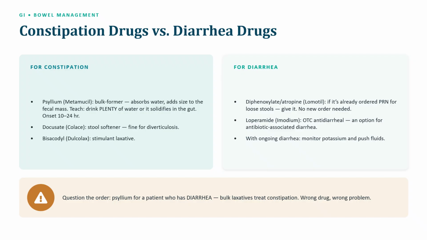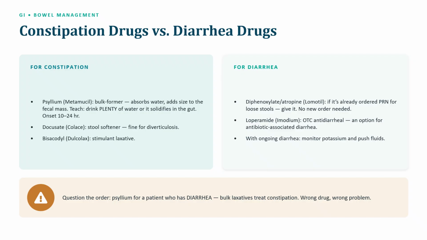Docusate, which the brand name is Colase, is a stool softener and is appropriate in diverticulosis. Bisacodyl, brand name Dulcolax, is a stimulant laxative. So for diarrhea, diphenoxylate with atropine is called Lomotil, and loperamide, which is Imodium, are the 2 medications to know.